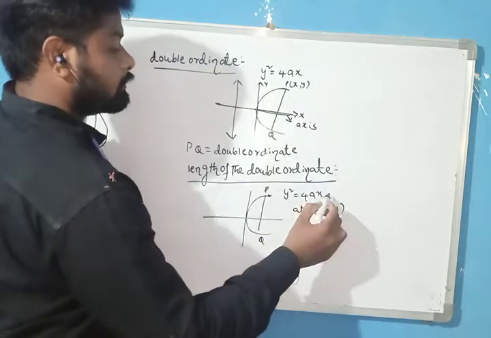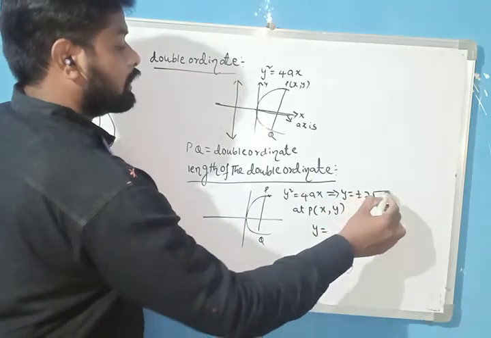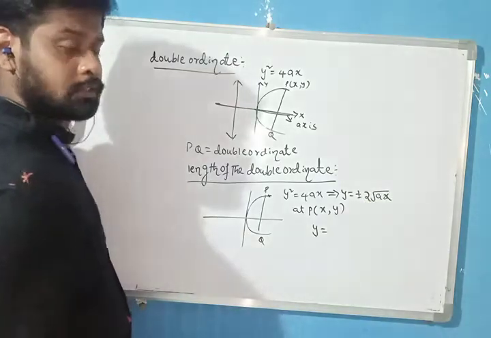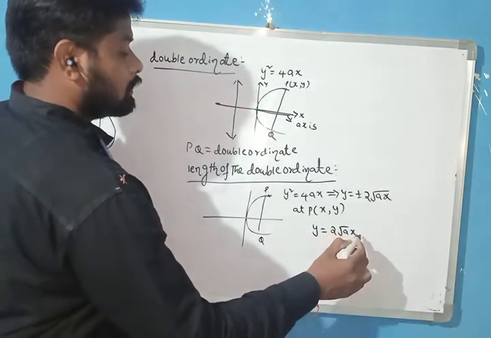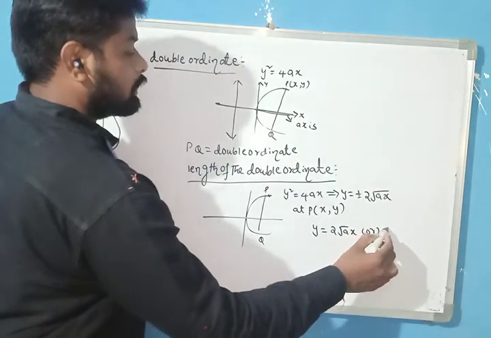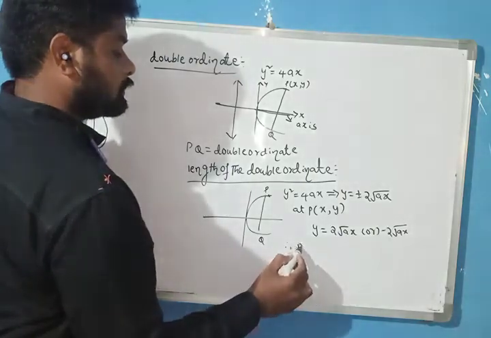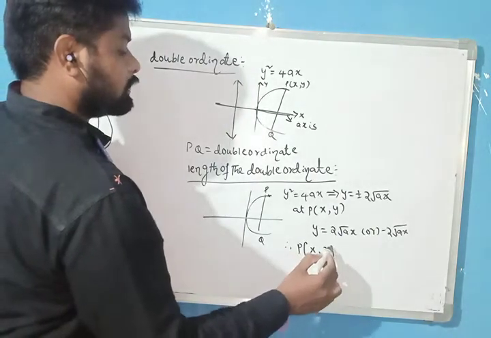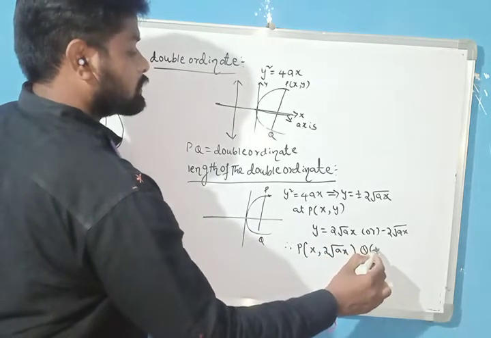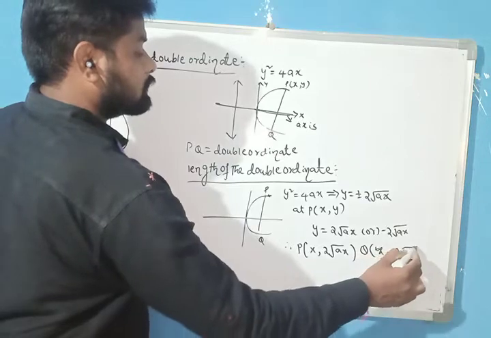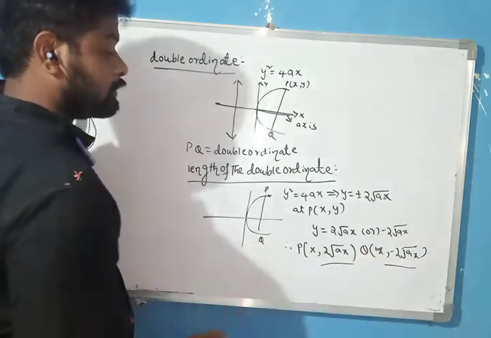Y square equal to 4ax means y equal to how much? Plus or minus 2 root ax. We take y equal to 2 root ax or minus 2 root ax. Therefore, P point is (x, 2 root ax) and Q point is (x, minus 2 root ax).